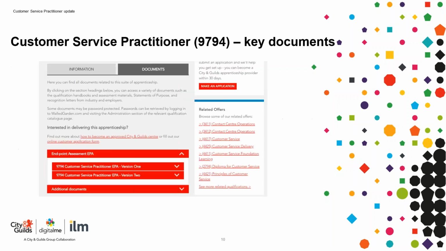Okay, so you can see there a screenshot of the 9794 website on the City and Guilds webpage. The revised customer EPA pack alongside the recording forms packs are now available to download. Please be careful in which version you download.